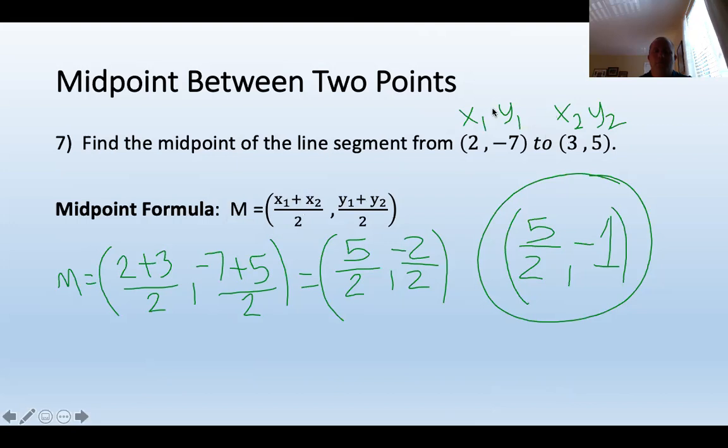So again, like the previous problem, I let x1, y1 be one of my points and x2, y2 be the other point, and we're just going to plug these numbers in. So you have m equals parentheses x1, which is 2, plus x2, which is 3, all over 2, comma, y1, which is -7, plus y2, which is 5, over 2. 2 plus 3 is 5 over 2, so that just becomes 5 halves. -7 plus 5 is -2 over 2 is -1. So 5 halves, comma, -1 is your result here.